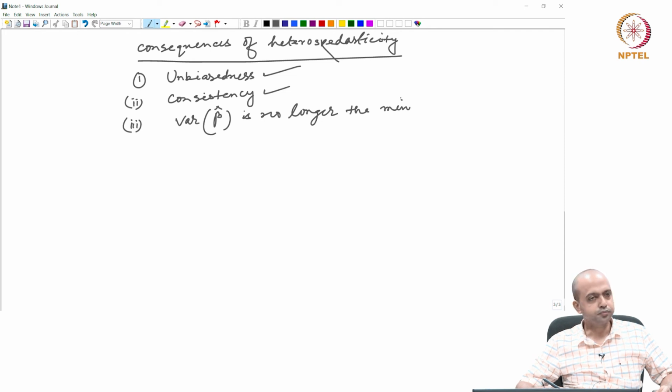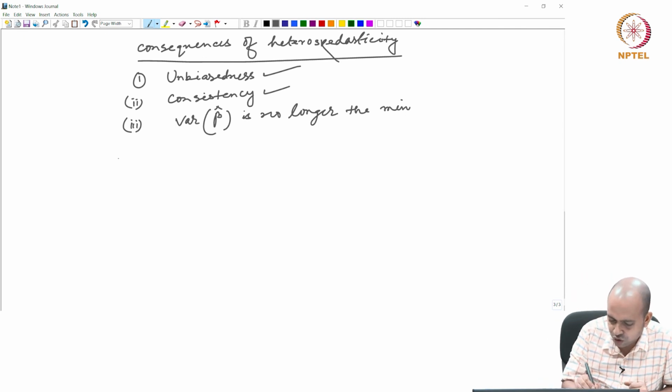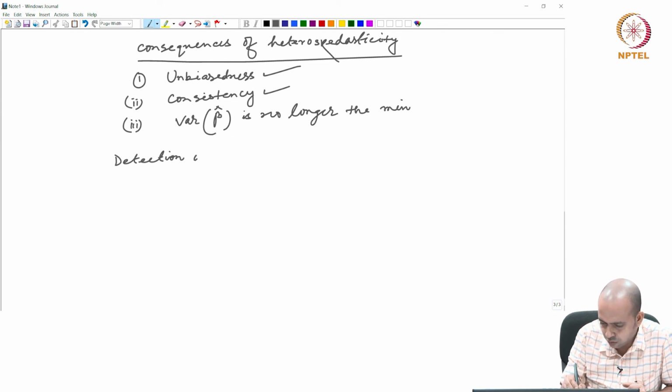Now the question is, how will you detect heteroscedasticity, right? How will you detect heteroscedasticity? So, there are different ways by which you can detect heteroscedasticity. So, I will write detection of heteroscedasticity.